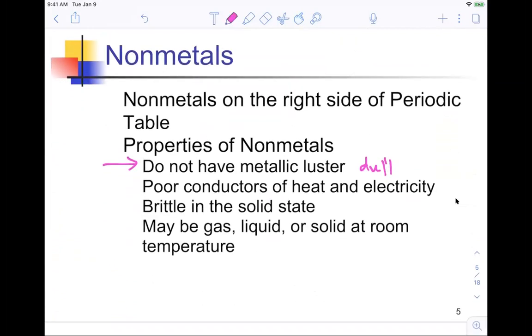They also tend to be very bad conductors of heat and electricity. And there's another word for this. If something is a bad conductor of heat and electricity, what one word do we use to describe those? Anybody know that?